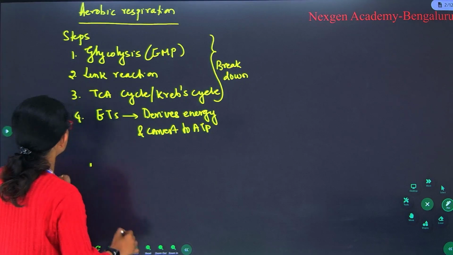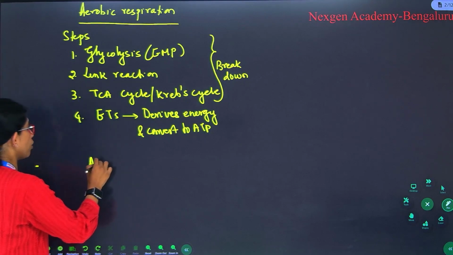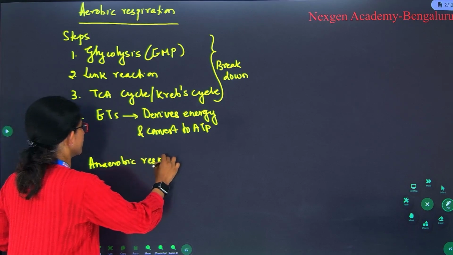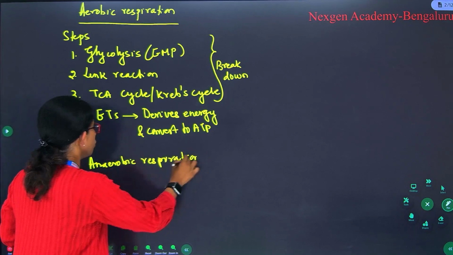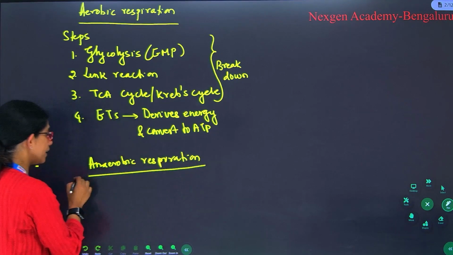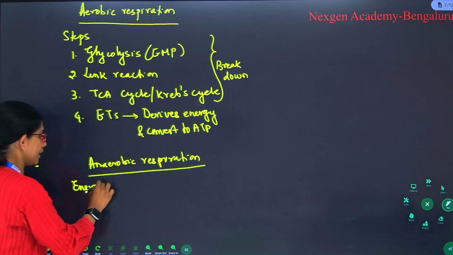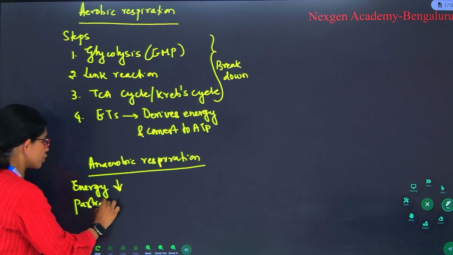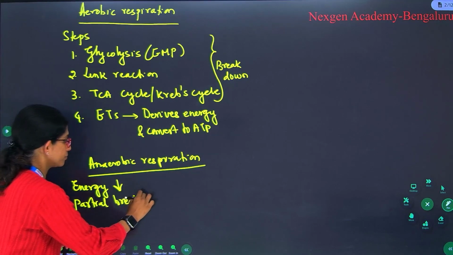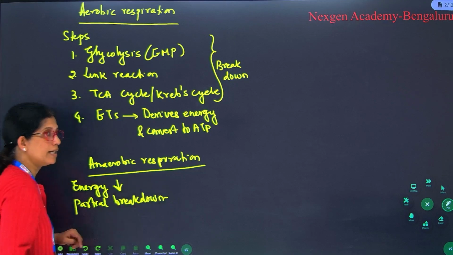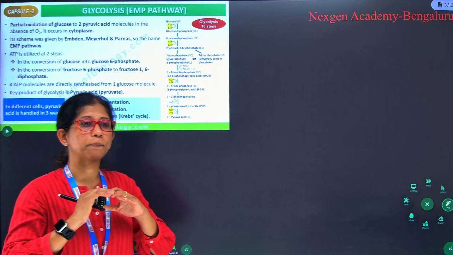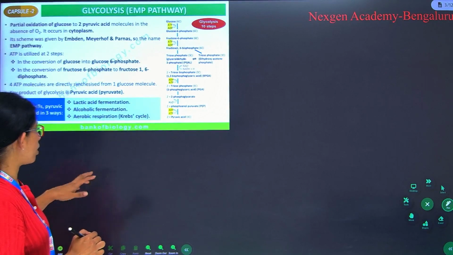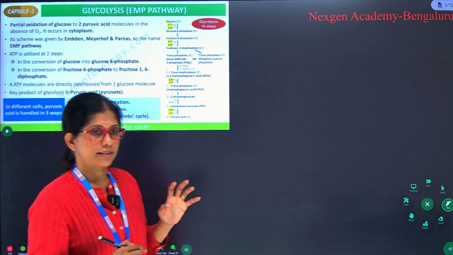At the same time, when we talk about anaerobic respiration, a few things we need to consider. The energy that is released is very less, and it is a partial breakdown. So a complex molecule is not completely converted into a simple molecule. So that is all about today's class. Thanks.